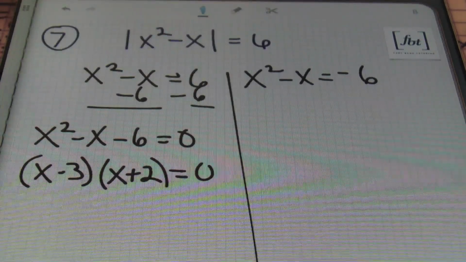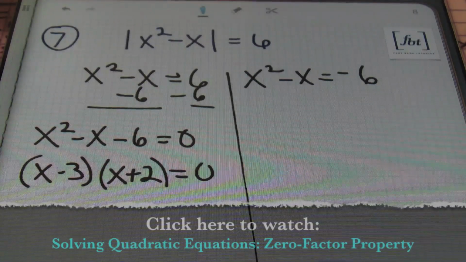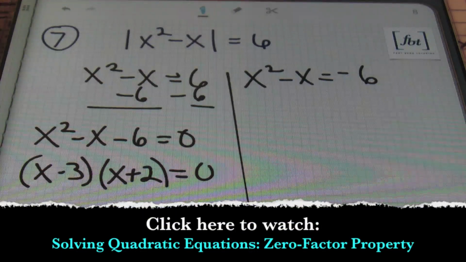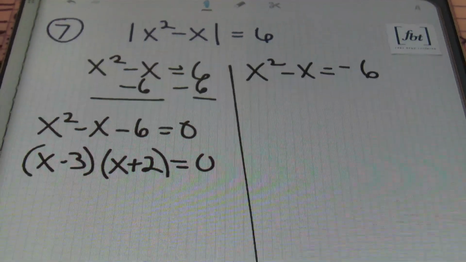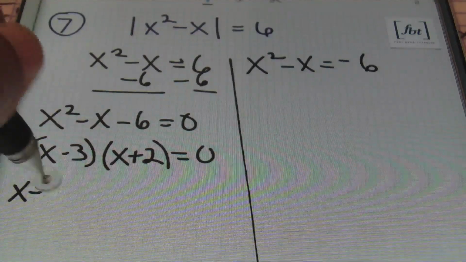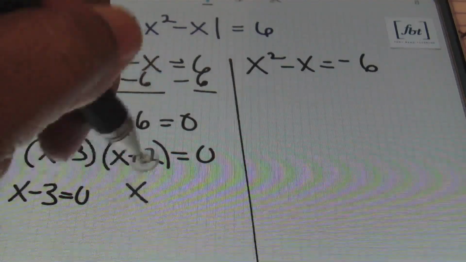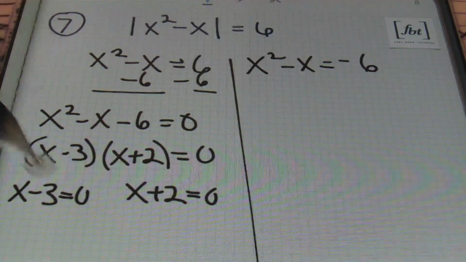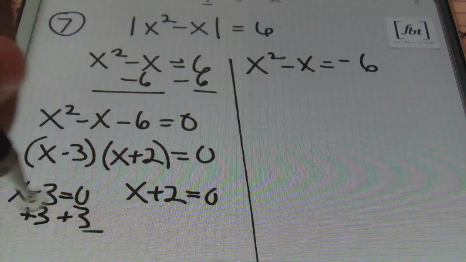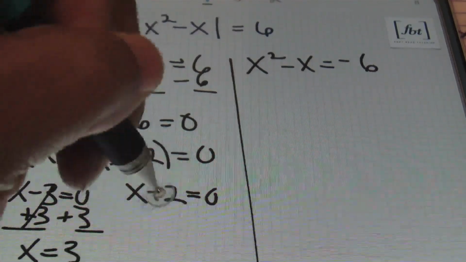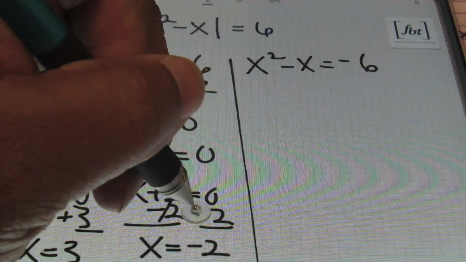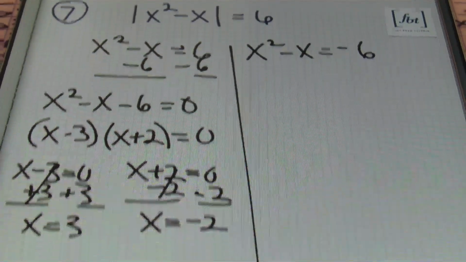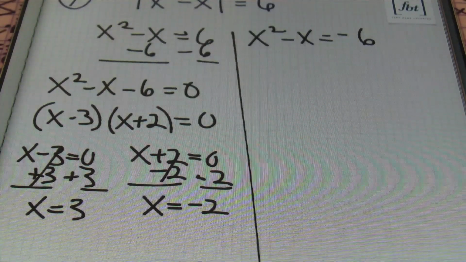All right, so yes, indeed, I am using the zero factor property. So if you need a review over that, check out our video on solving quadratic equations using the zero factor property. From here, I'll be setting each one of these factors equal to 0. So I have x minus 3 equal to 0, and then I'll have x plus 2 equals 0. Solving for the first equation, I end up with x equals 3, and solving for the second one, I have x equals negative 2. All right, that's a negative sign right there. So these are the possibilities that we have from the first equation.